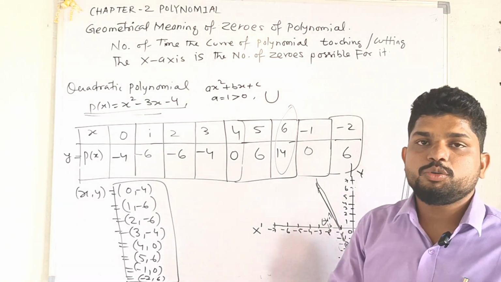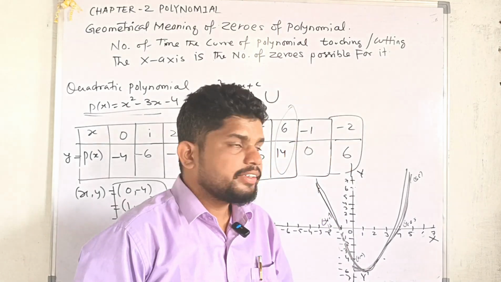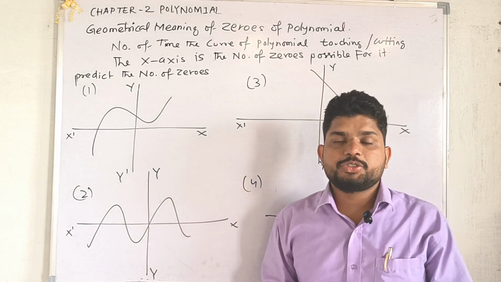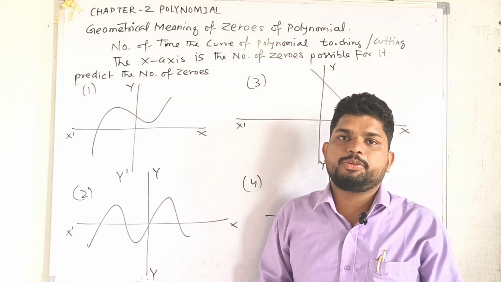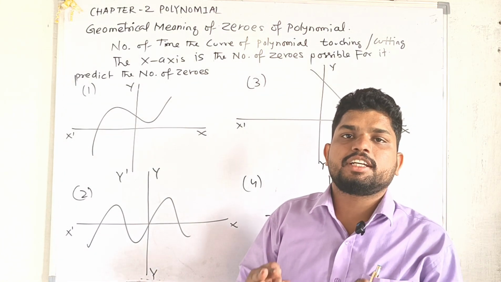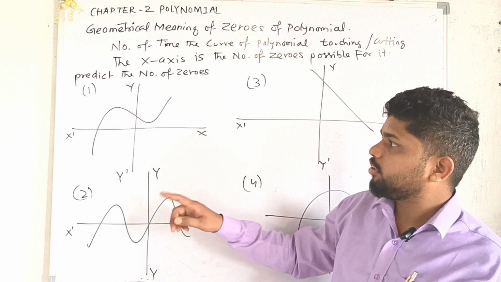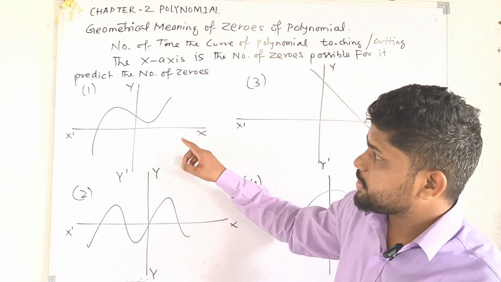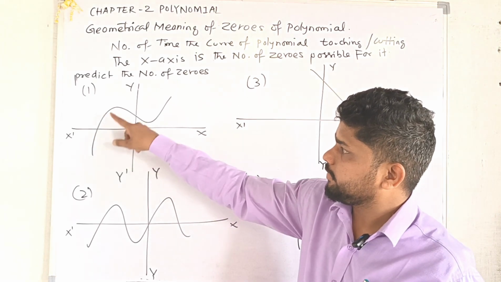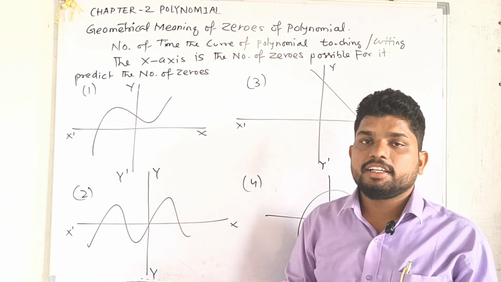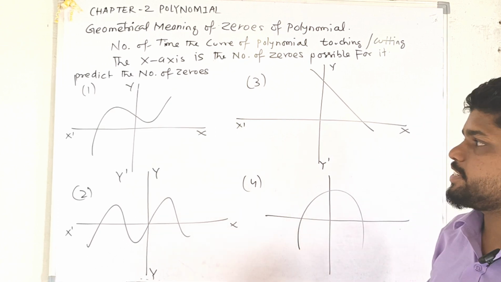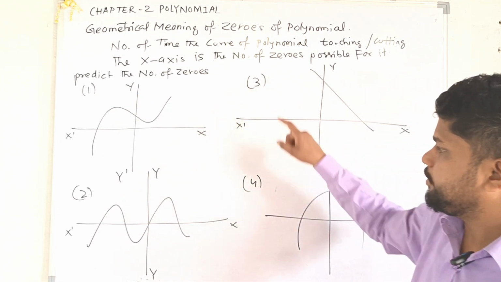So now let us do one exercise from the NCERT. Now dear students, I have one task for all of you. Can you predict the number of zeros possible for the given polynomial by just looking at the graph? The first graph is this. Just pause your video and try to predict the answers for questions 1, 2, 3, 4.